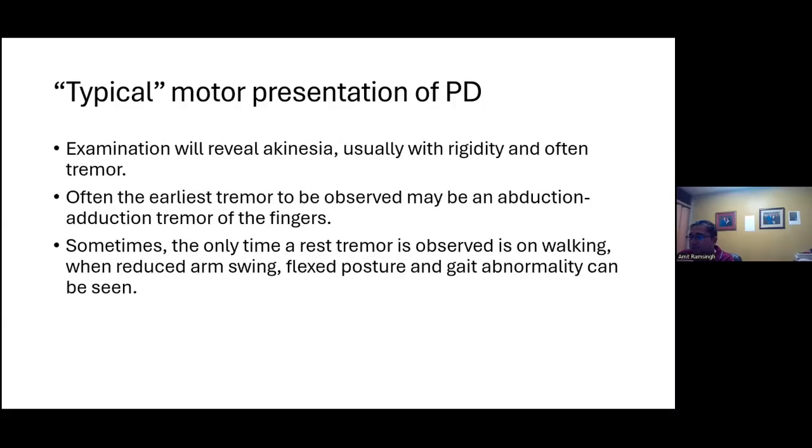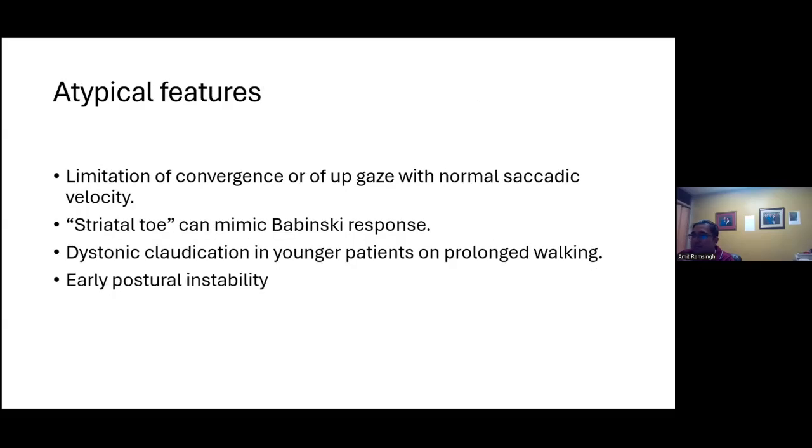Examination will often reveal akinesia, usually with rigidity and a tremor. One of the earliest tremors to be observed may be an adduction tremor of the fingers. Sometimes the only time a resting tremor is observed is on walking, with reduced arm swing, flexed posture, and gait abnormality. Sometimes that's the most prominent feature when we're looking at the gait.